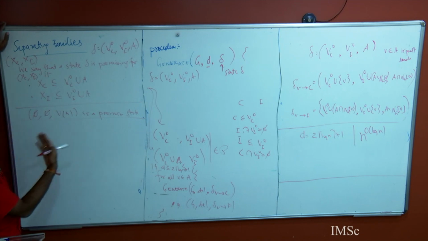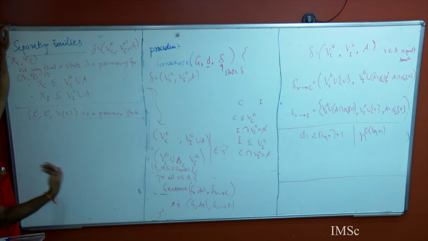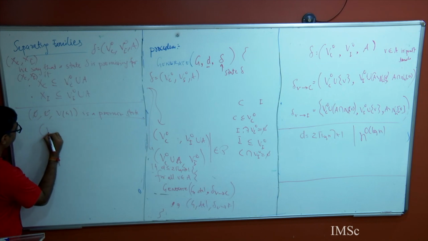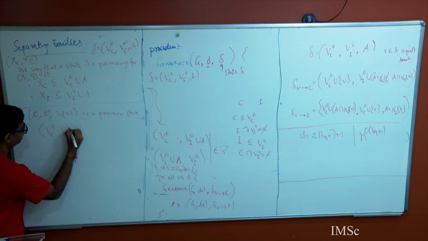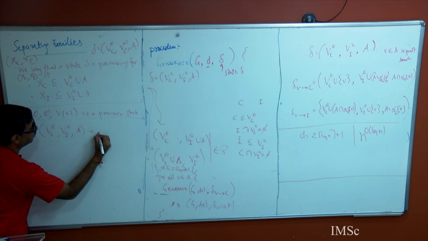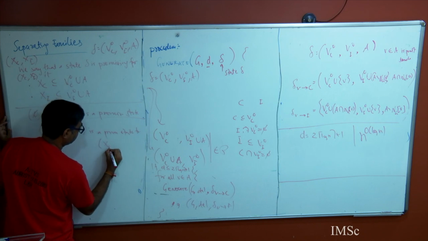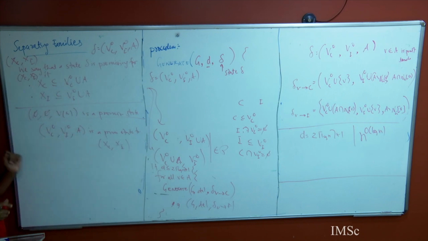Okay. So suppose I am in a promising state. Now I have to show that at least one of the branches you are moving into is a promising state. Right? Do you get my point? Okay. So now suppose I have VC0, VI0 and A is a promising state for some XC, some XI. It could be that currently this is a promising state. Now what could happen?